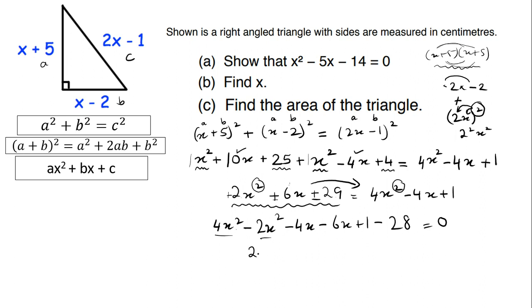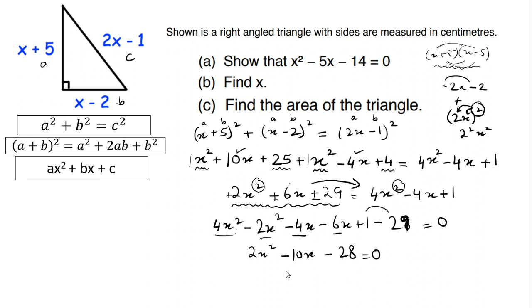4x squared minus 2x squared is 2x squared. 4 minus 2 is just 2. Now negative 4x and negative 6x is a negative 10x. And then, oh, that was a 29, not a 28. So it was a positive 1 minus 29. So 1 minus 29, you subtract 1 from 29 and the sign is going to stay negative. So it becomes negative 28 is equal to 0.